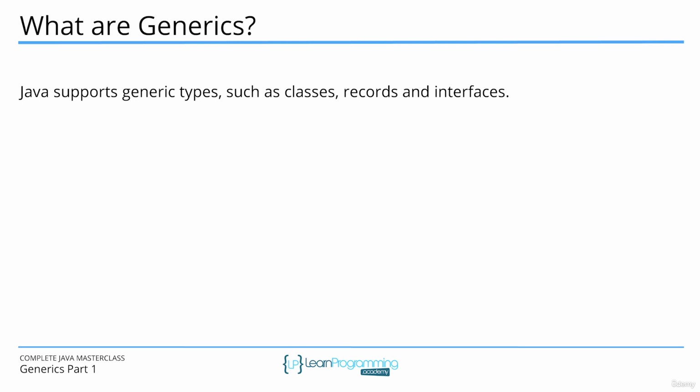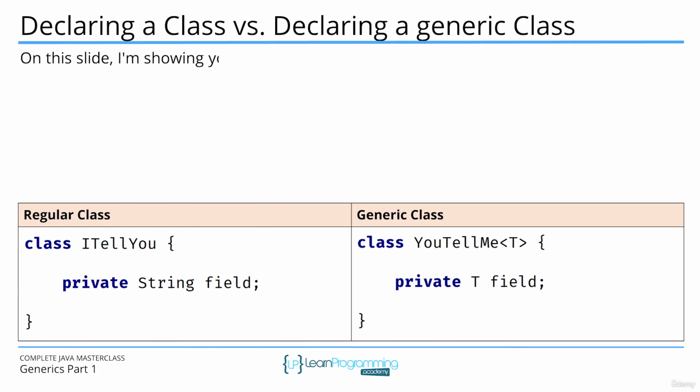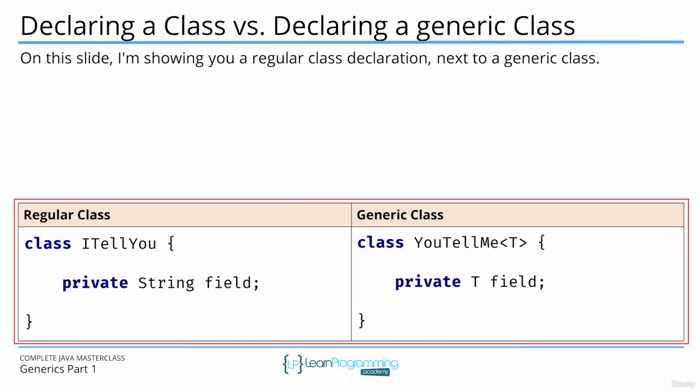Java supports generic types, such as classes, records and interfaces. It also supports generic methods. Sound confusing? It's easier to talk about a generic class by looking at one in a bit of code. On this slide, I'm showing you a regular class declaration next to a generic class.